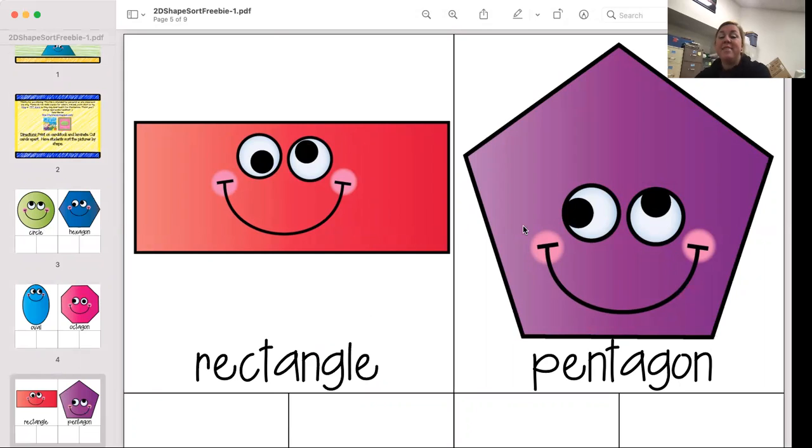All right, and then this purple shape is a pentagon. And we know it's a pentagon because we can count how many sides it has. And so let's see how many sides a pentagon has. Ready? 1, 2, 3, 4, and 5. So a pentagon has 5 sides. All right, good job, guys. Let's move to the next set of shapes.